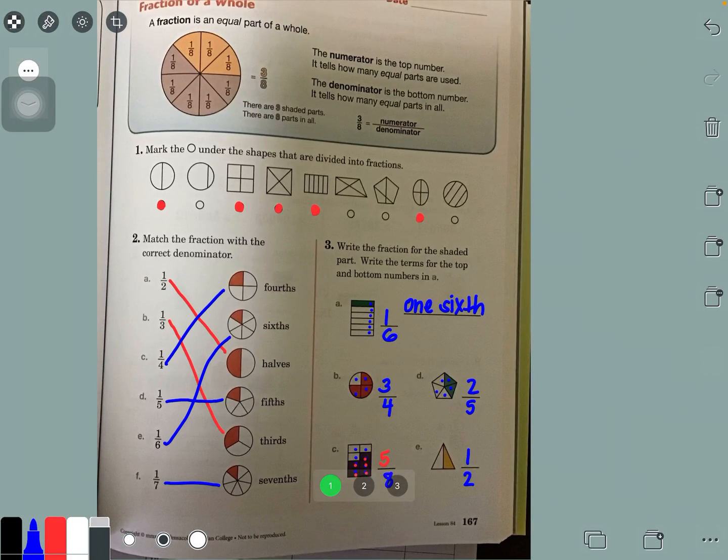So that was numbers 1, 2, and 3 on page 167. Sorry if I went too fast. I kind of assumed that you know how to do this, but also that this is kind of easy. It's not as challenging yet. It's fun too. We call this geometry.